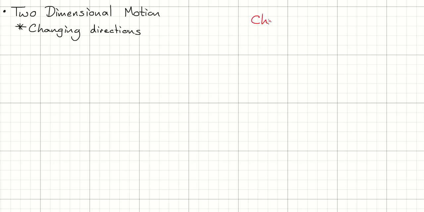Change direction means change in velocity. The question is just whether that's true or false, and I want you to justify it. Talk it out with your neighbors. I'll give you about a minute. If it's true, explain it. If it's false, explain it.